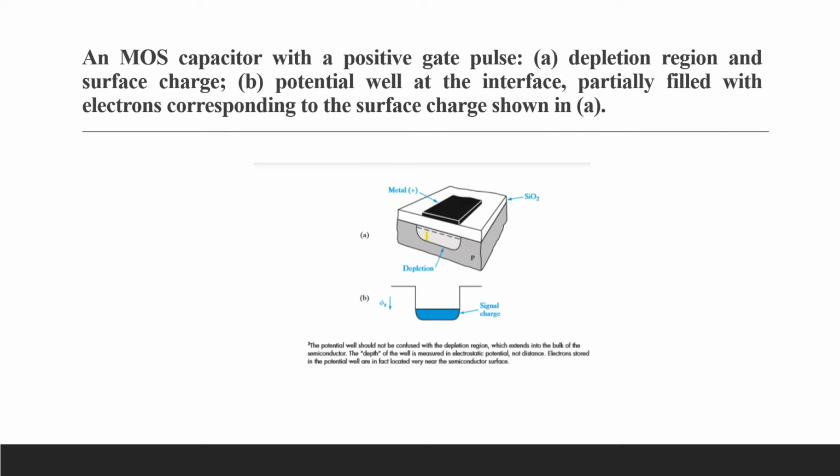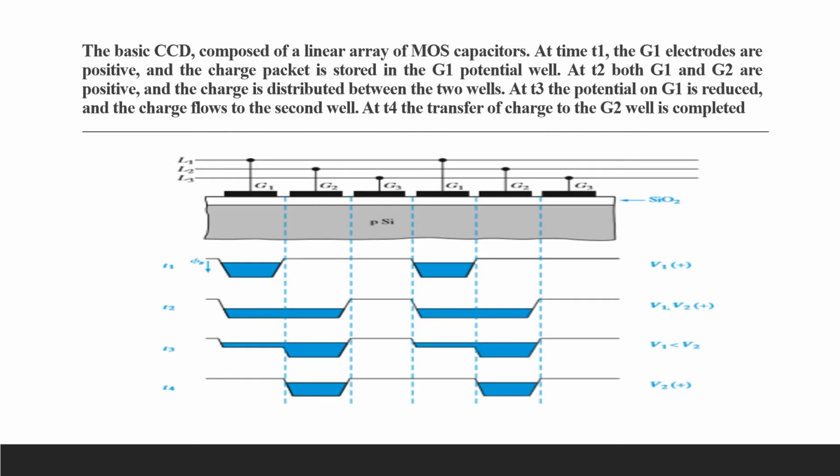Now we will study the basics of CCD. The original CCD structure proposed in 1969 by Boyle and Smith of Bell Laboratory consisted of a series of metal electrodes forming an array of MOS capacitors as shown in this figure.